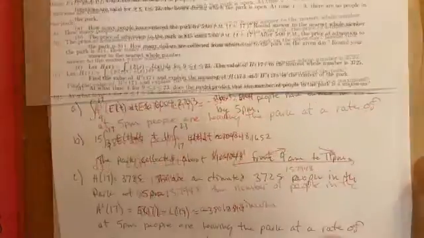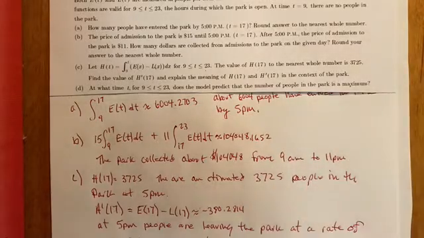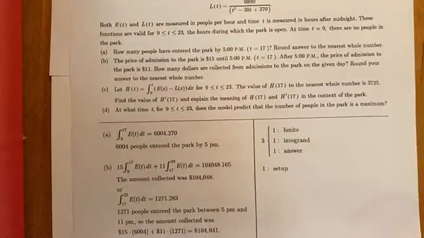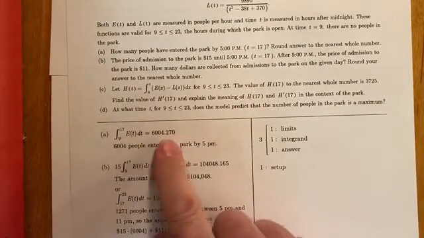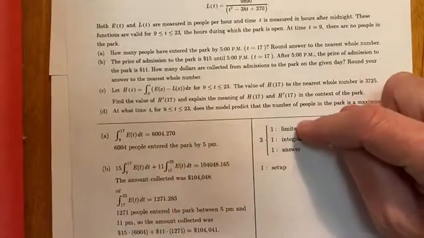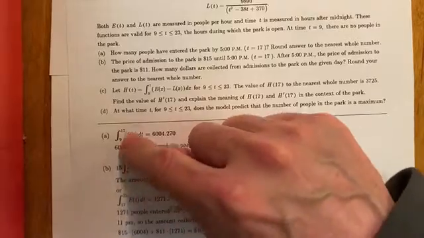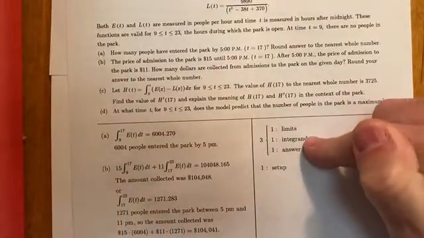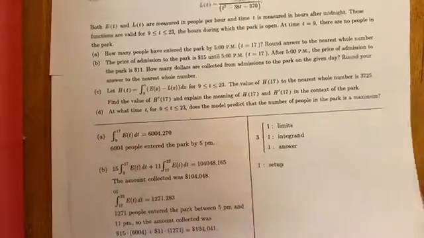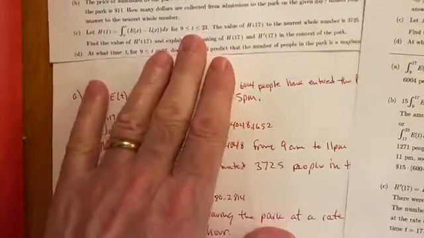All right, let's go over the scoring guidelines. First part, we had to find how many people entered by 5 p.m., and 6,000 entered by 5 p.m. 1 point for the limit. So if you go from 9 to 17, that's a point. 1 point for the integrand, you just need E of t in there, and 1 point for the answer, right? And we had all of that.